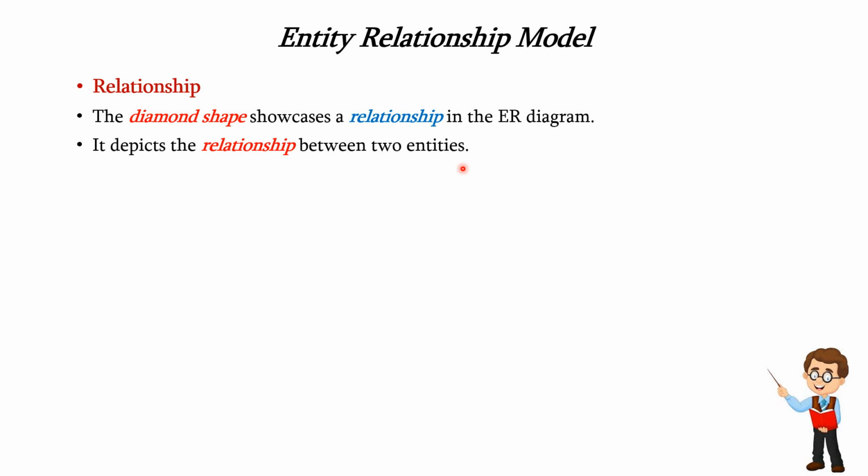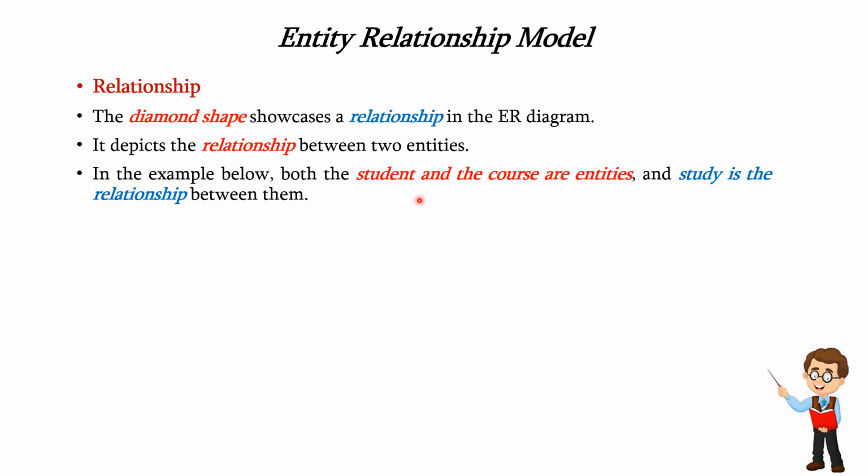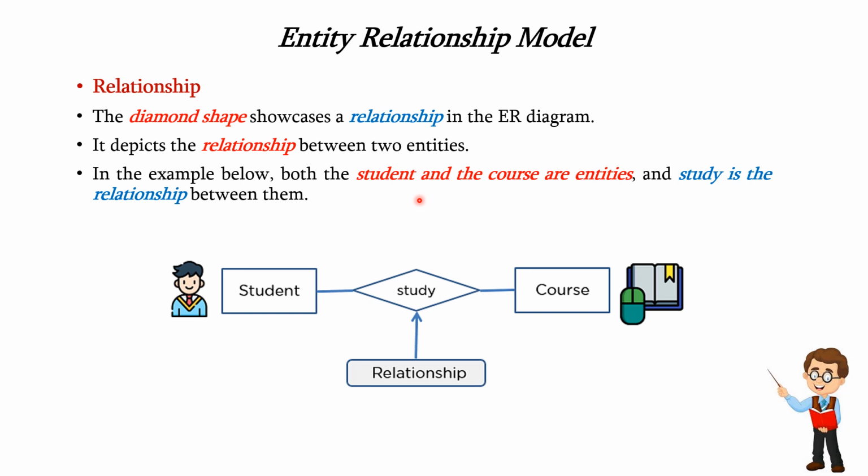Next, we'll see about relationship. The diamond shape showcases the relationship in the ER diagram. It depicts the relationship between the two entities. In the example shown here, both the student and the course are entities, and study is the relationship that exists between these two entities. So, if the relationship is between one student and one course, then it is called a relationship. If it is between a set of students and a set of courses, then it is called a relationship set.